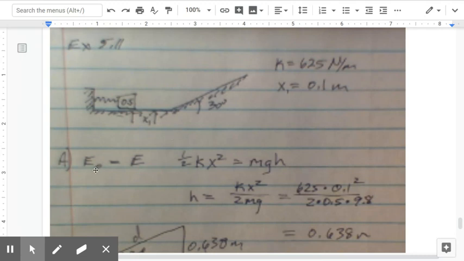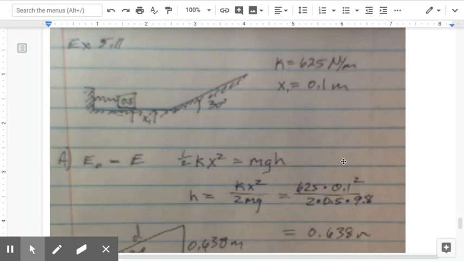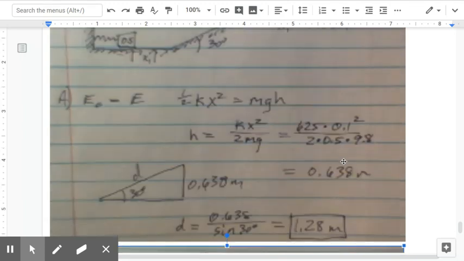So E0 is our spring energy. It has to equal our final E, which is our potential energy. Rearranging this for height, I get kx squared over 2mg. Plugging our numbers in, I get 0.638 meters. That is not our answer. That's how high it is.